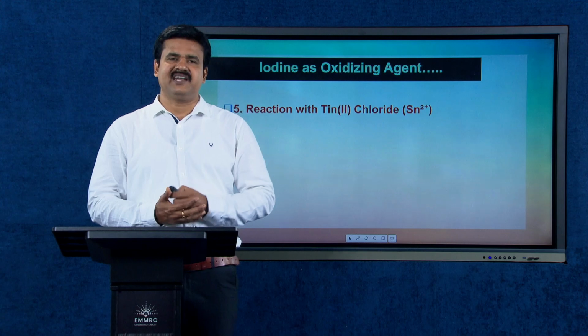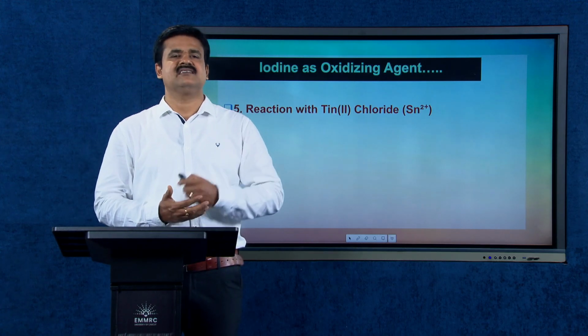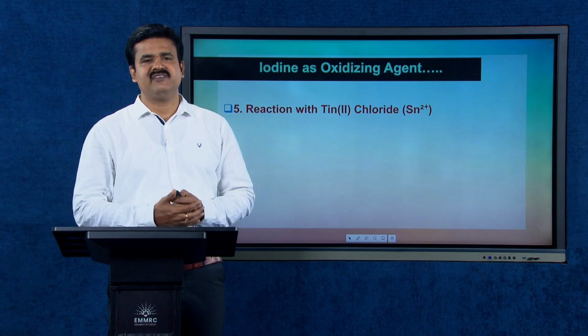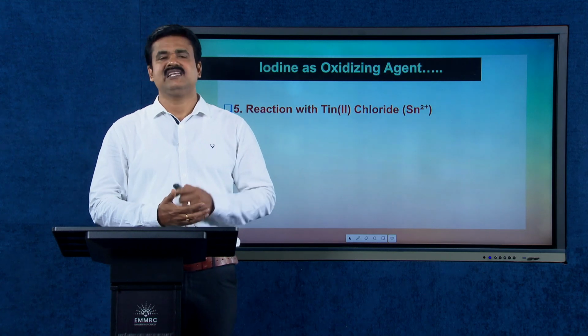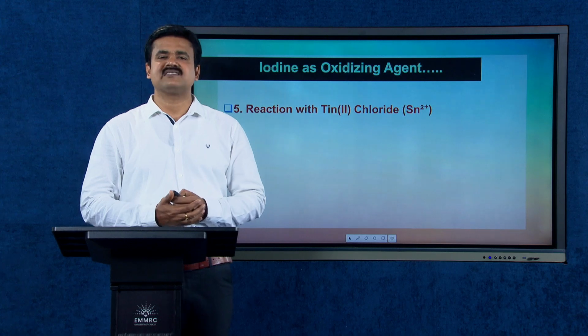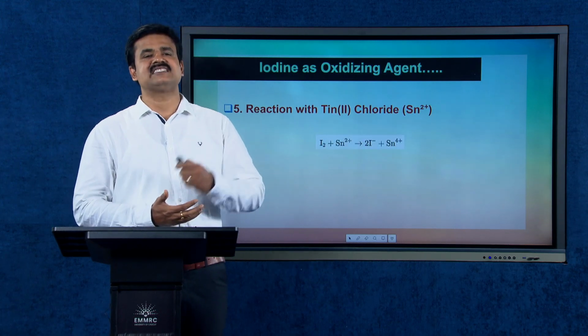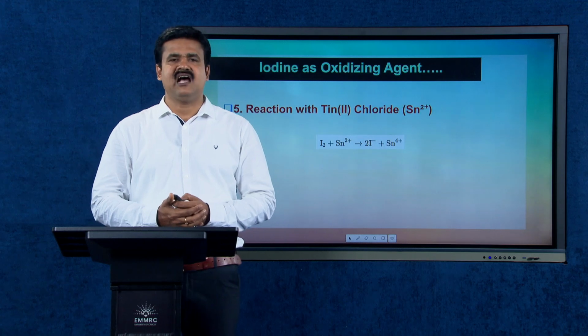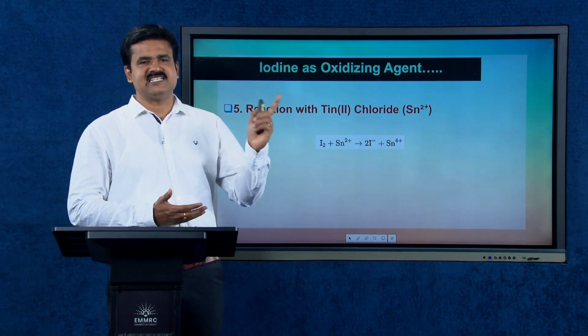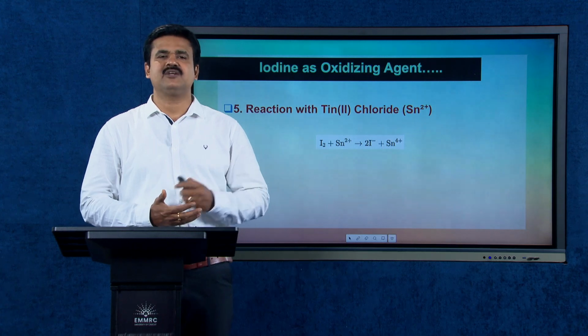Now, this is another example where iodine acts as an oxidizing agent. This is the reaction of iodine with tin(II) chloride, SnCl2. In tin(II) chloride, tin is present as Sn2+. This is the reaction between iodine and Sn2+. It is clear that iodine reacts with Sn2+ and is converted to I-.